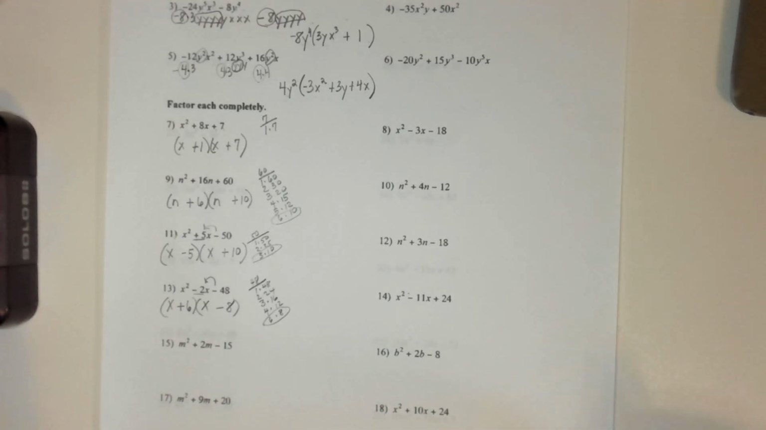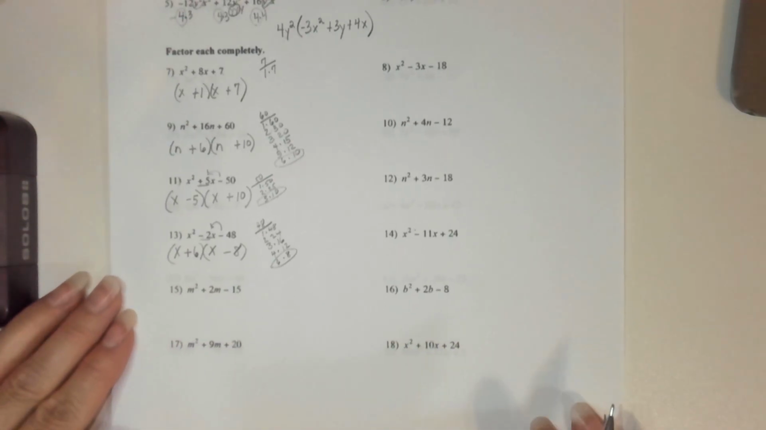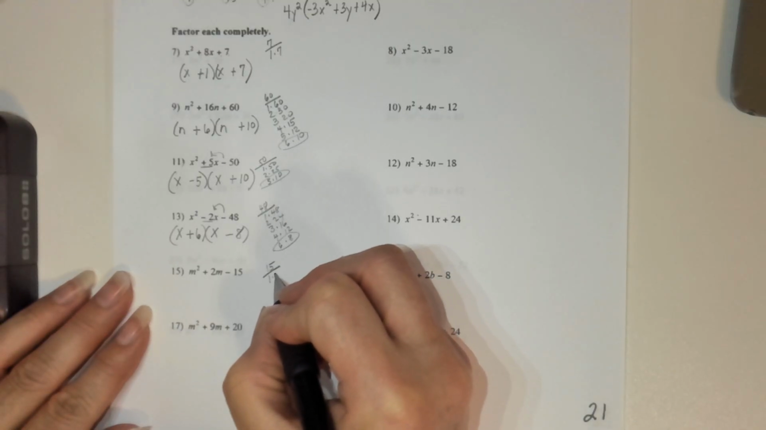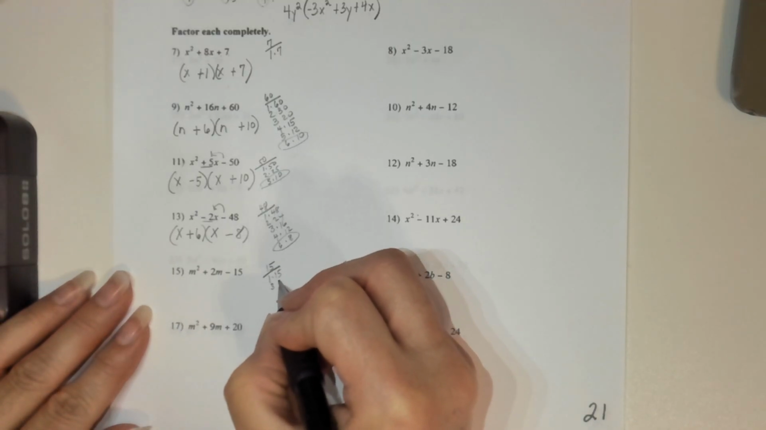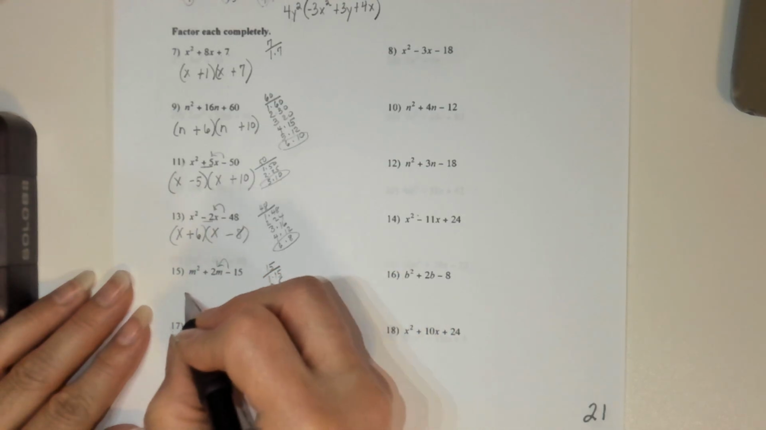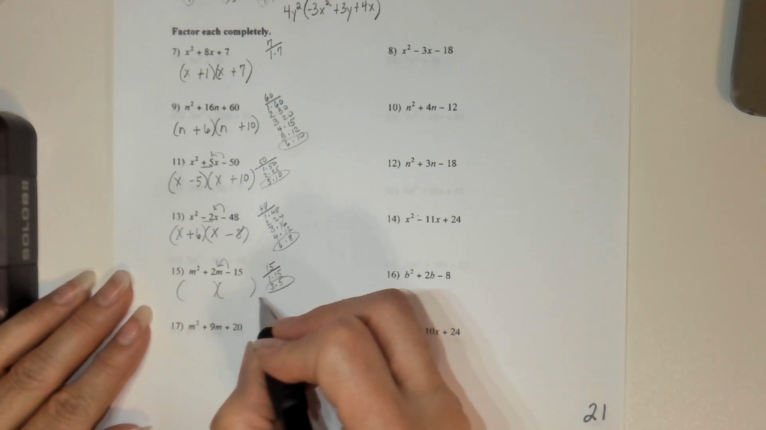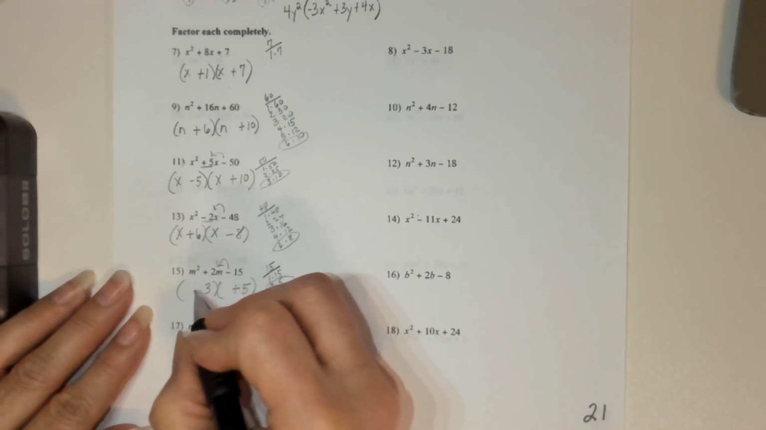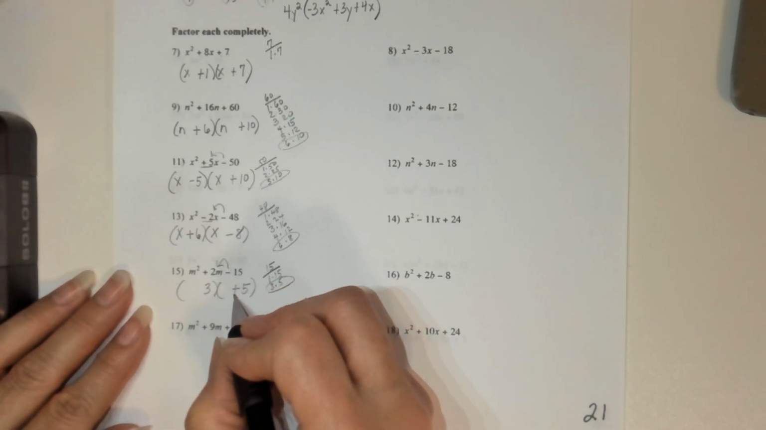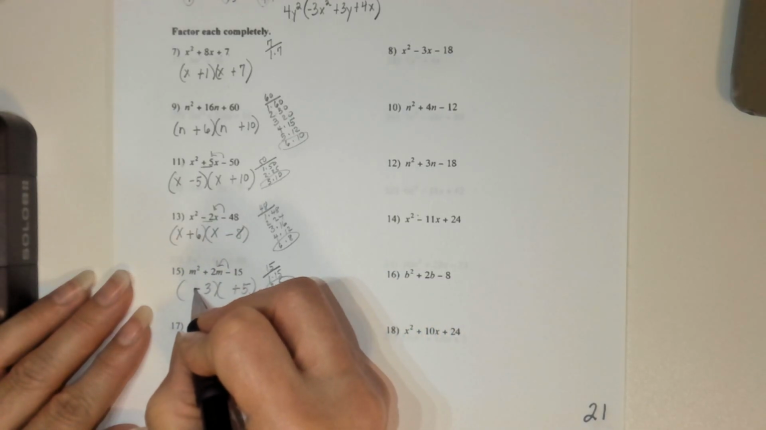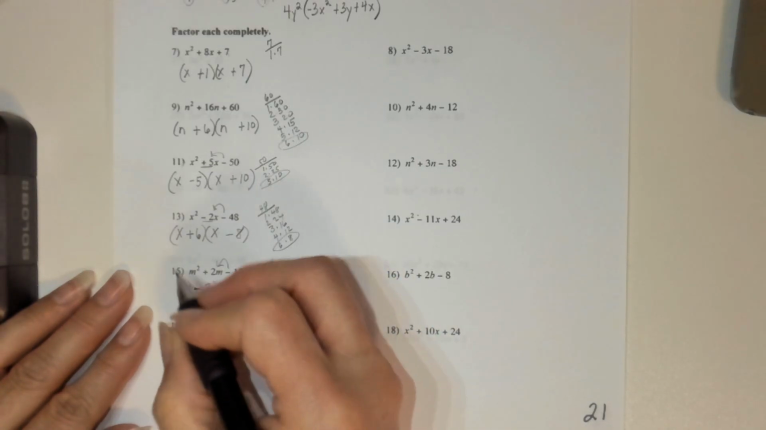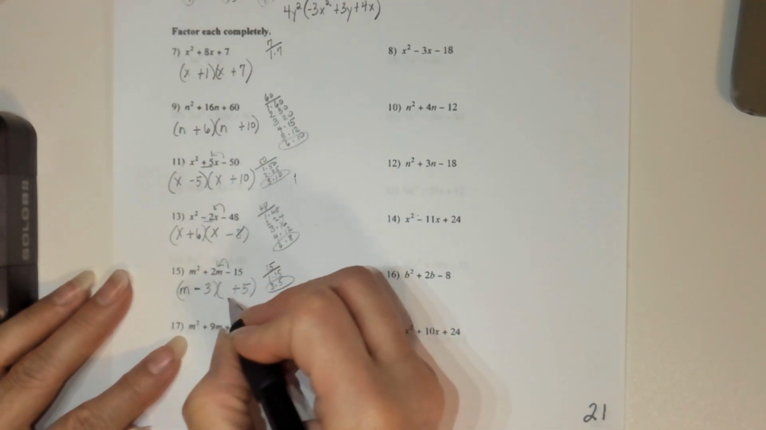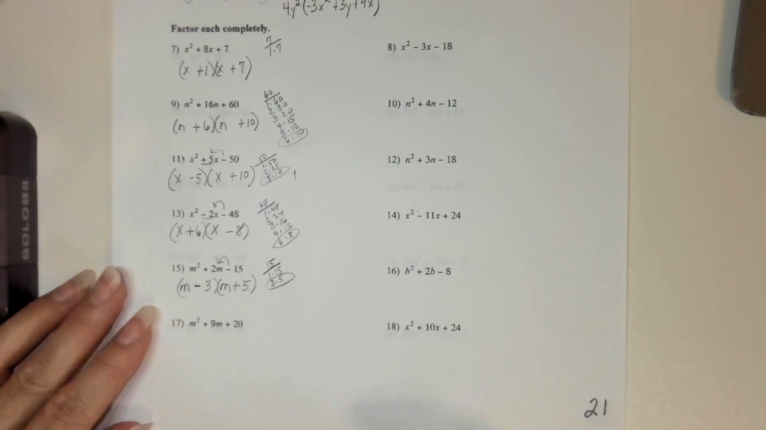Okay. Might as well finish the last two on this page. So 15, the factors of 15 are 1 times 15 and 3 times 5. We're subtracting to get a 2. The 3 and the 5 will subtract and give a 2. If the 2 is positive, the positive goes to the 5 and the negative to the 3. And then m squared breaks into m times m.